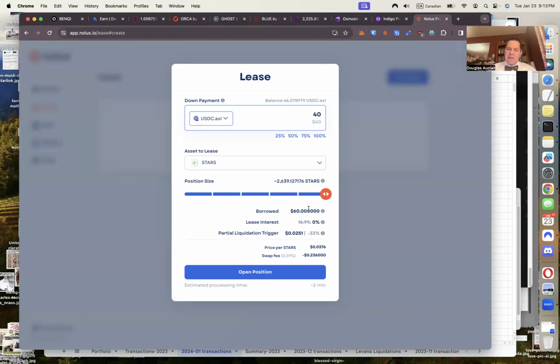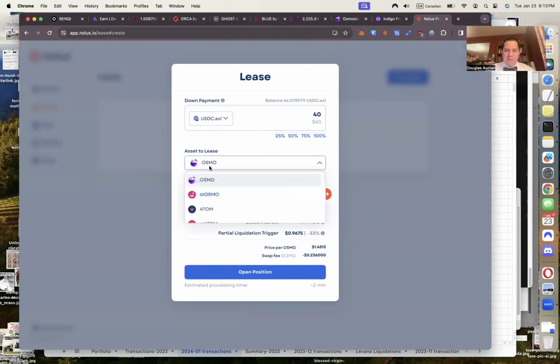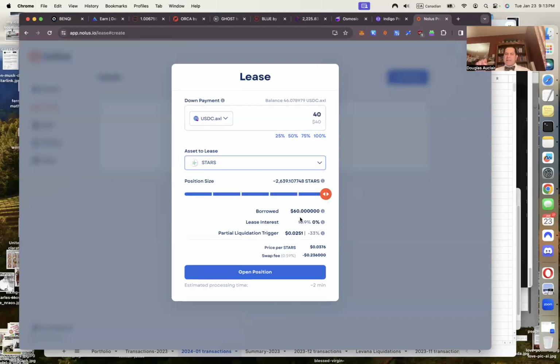What's the magic of the $60 here? Let's say stars is now three cents per. Let's say stars wildly goes up to 80 cents per. You're still going to owe $60 worth to get this. I'm showing Osmo. Let me put it to stars. You're still going to pay only $60 worth to close out a position on 2,600 stars, so that if it goes up to 80 cents per, you still only have to pay $60 to close out that position completely. That's the power of this leasing approach.